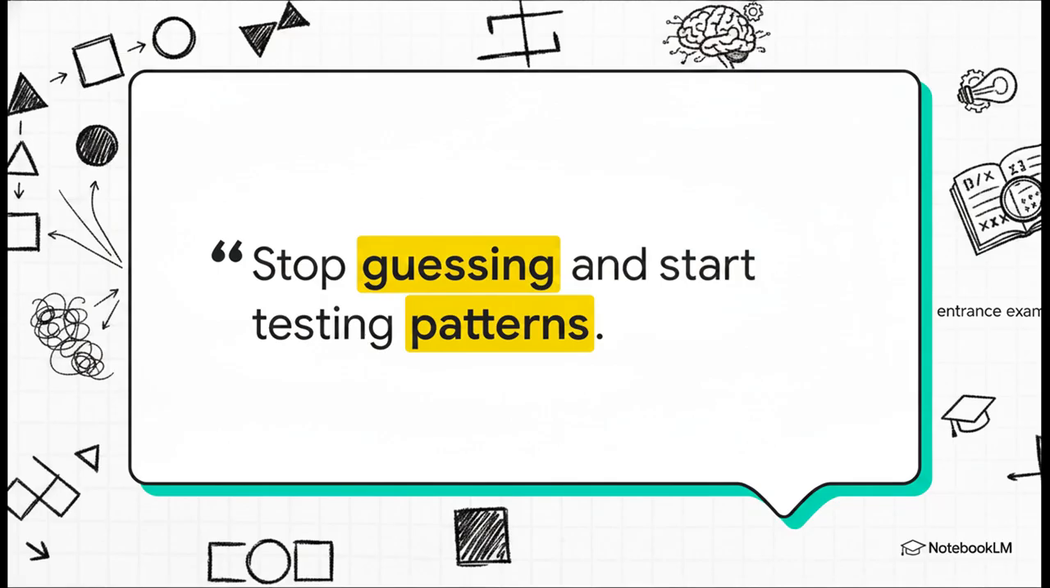We covered a ton of ground today. But honestly, coding decoding becomes incredibly easy when you stop guessing and start testing patterns systematically. So the next time you face a jumble of seemingly random letters on your exam, ask yourself, are you looking at a trap designed to confuse you, or just a simple puzzle waiting to be unlocked?